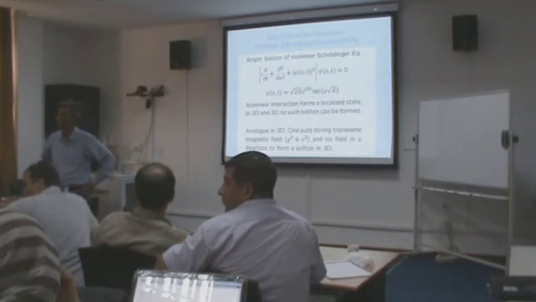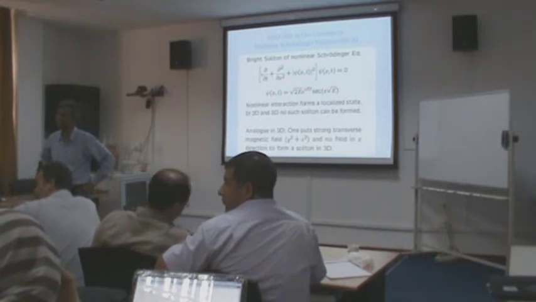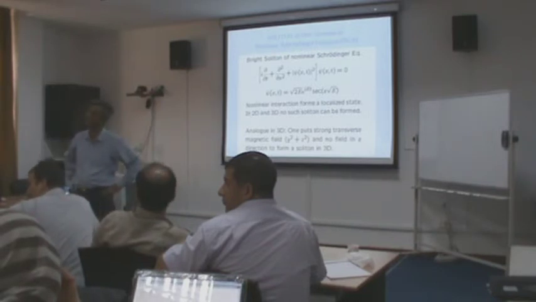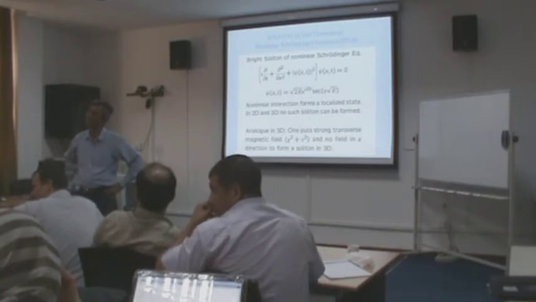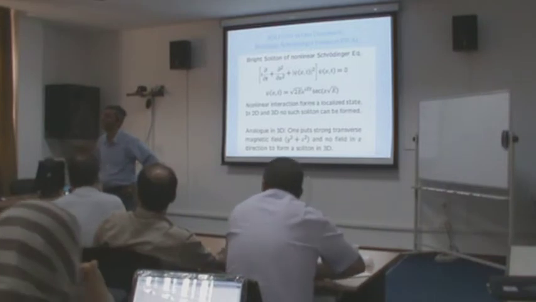In one dimension you get a minimum. In two dimensions you get L squared and L squared, so either it goes like this or it goes like this. In three dimensions it's like this. So you have to balance.